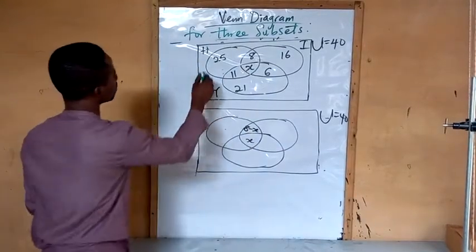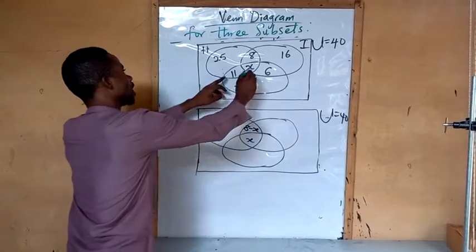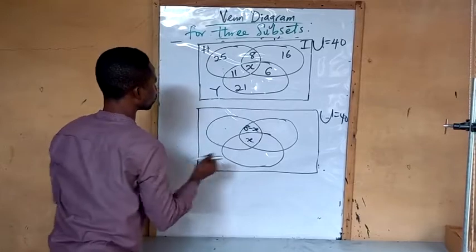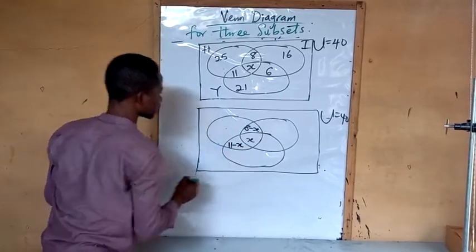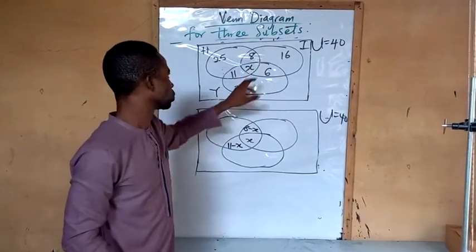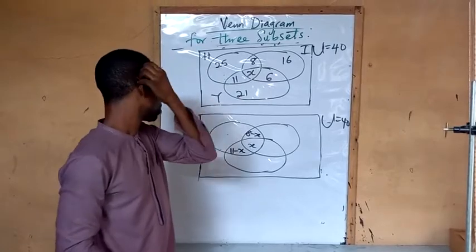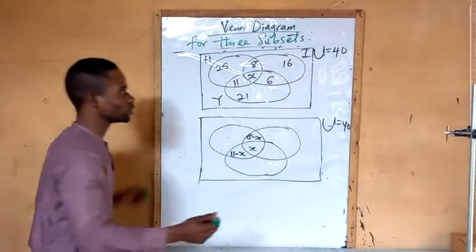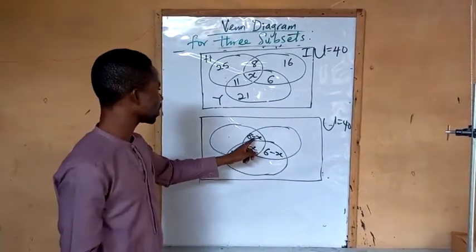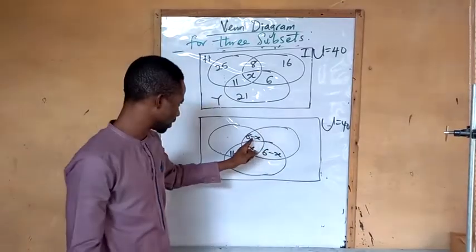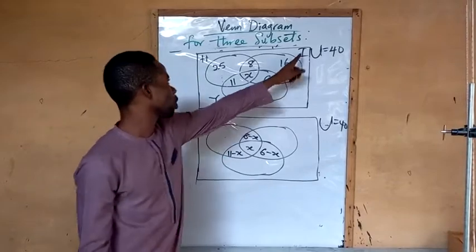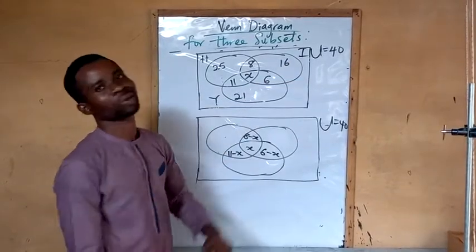Now, if you look at this Hausa and Yoruba, which is 11, X also enters Hausa and Yoruba. So you have to remove X from it. So that would be 11 minus X. Now, if you look at this Igbo and Yoruba, X also enters the two diagrams. So I have to remove X from Igbo and Yoruba to have Igbo and Yoruba only. That would be 6 minus X. So 8 minus X means Hausa and Igbo only, 11 minus X is Hausa and Yoruba only, and 6 minus X is Igbo and Yoruba only.